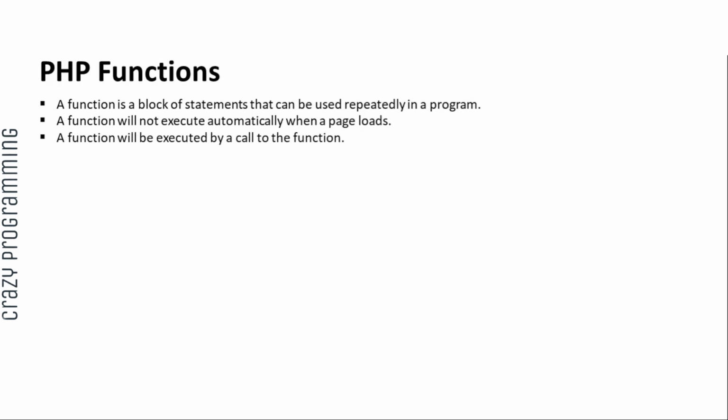The third point is a function will be executed by a call to the function. It's not a call like we call some friends or anyone. It's another kind of call that we use in PHP. It's a function call. We call the function, which means we execute the function. We are going to see this in the example, and I will explain more clearly, which helps you to execute every function in a simple manner.